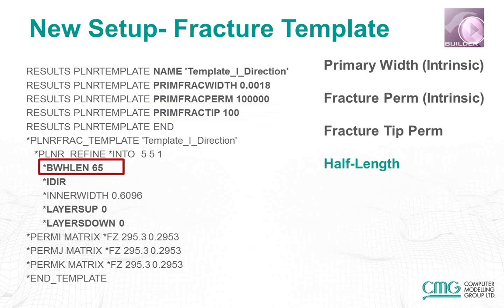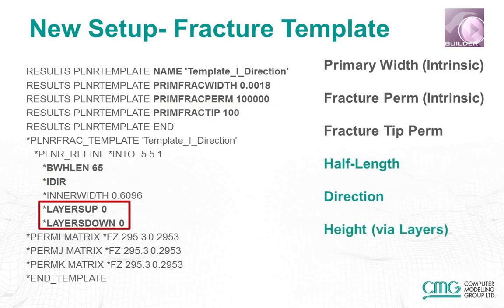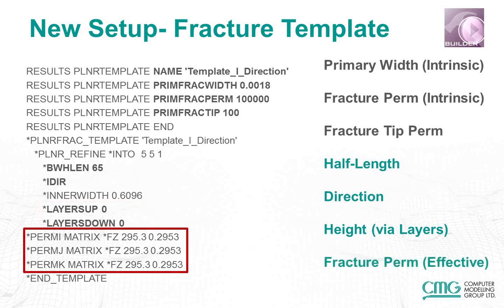As well, we can define things such as our half-length, the direction of the fracture, whether you have a transverse or a longitudinal fracture, as well as the fracture height defined by the number of layers above the well that the fracture will propagate and the number of layers below the well. Builder will also generate some effective permeabilities that will be used by the simulator.